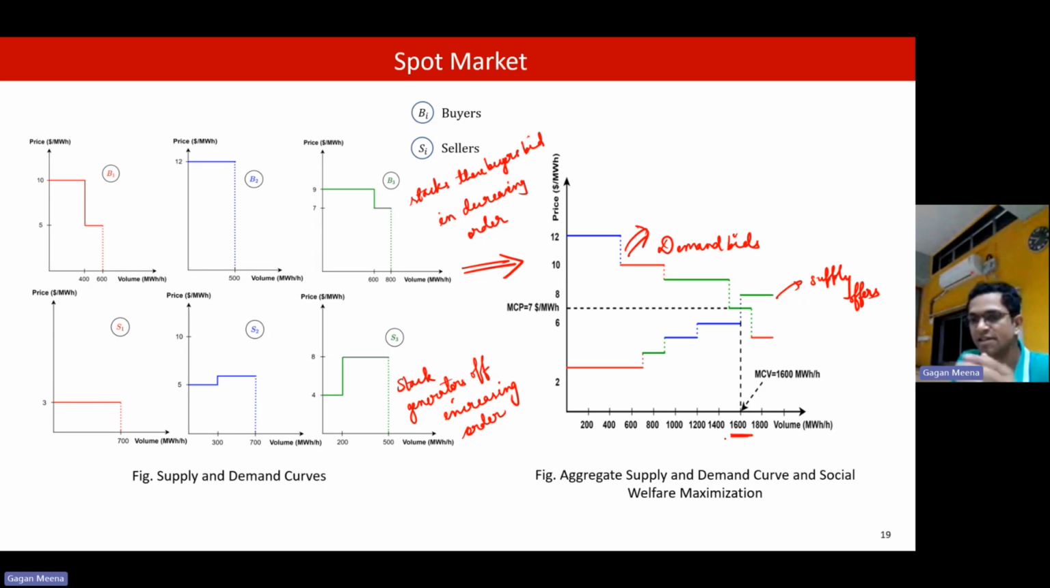So a demand of 1600 megawatt hour will be cleared, and this demand, this red one, is not cleared. So this buyer one will only be able to get 400 megawatt hour. Similarly, this generator G1 at 7 megawatt. Only this generator is not scheduled, which is this one. G3 will be able to sell only 200. The remaining 300, G3 is not able to sell.